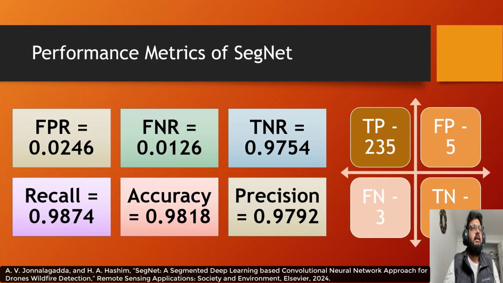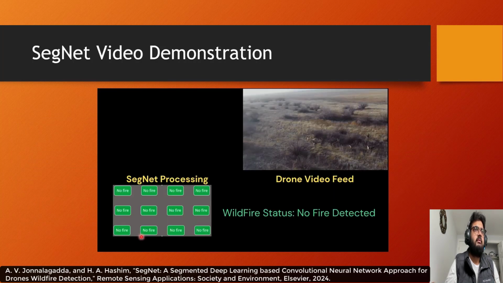Moving on forward, these are a few of the performance metrics for better understanding of the SegNet architecture. For a batch of 441 images that were tested, we had 235 true positives, 198 true negatives, 5 false positives, and 3 false negatives, which yielded the following: false positive rate, false negative rate, true negative rate, recall, accuracy, and precision, as shown on this slide. Moving on forward, let us look at the SegNet video demonstration.